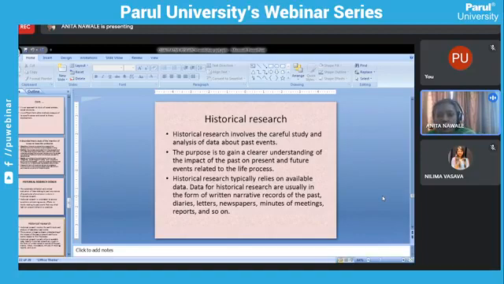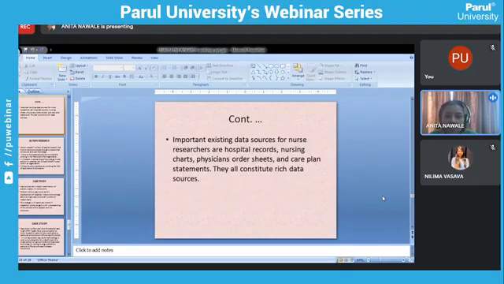Now, how is it important for us as nurses, and what can we use? Important existing data sources for nurse researchers are hospital records, nursing charts, physicians' order sheets, and care plan statements. They all constitute rich data sources. So we can also conduct historical research by using this kind of data. Mainly, you will have seen historical research in preventive and social medicine or community health, where you will find that some assumptions or principles have come out from historical studies.